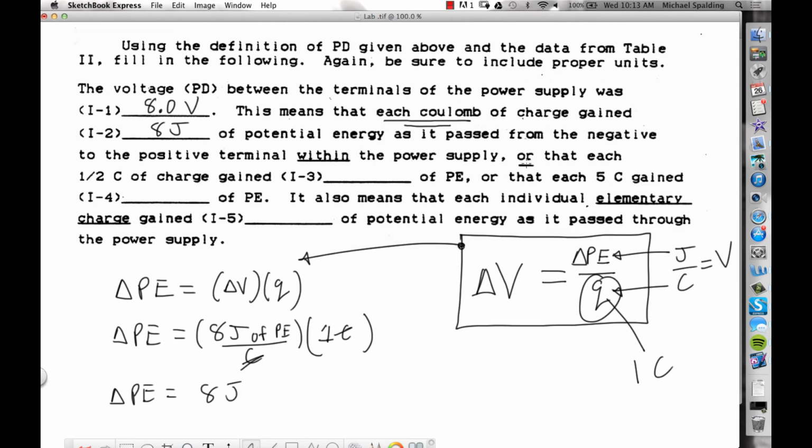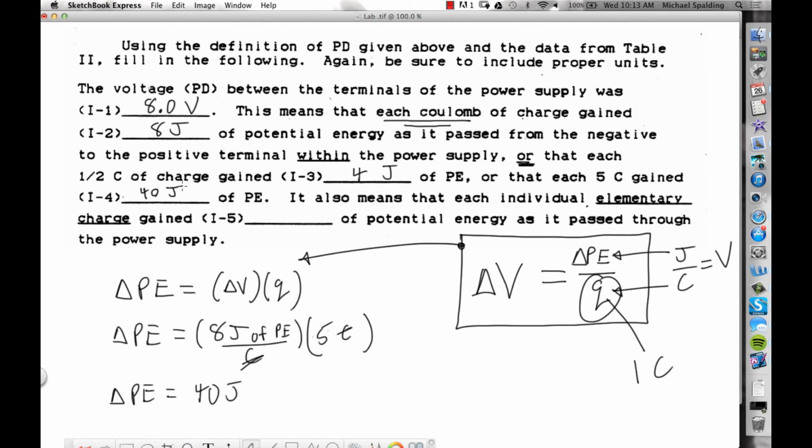Or, so right here now, or that each half coulomb, so what happened? We're messing with what? The charge. So instead of being 1 coulomb, now it's half a coulomb. So if you replace the 1 coulomb with half a coulomb, this becomes 4. Okay, so this would be 4 joules. Or that each 5 coulombs. So now we change the 1/2, put in a 5. So this becomes 40 joules. Okay, last sentence and then we're done.